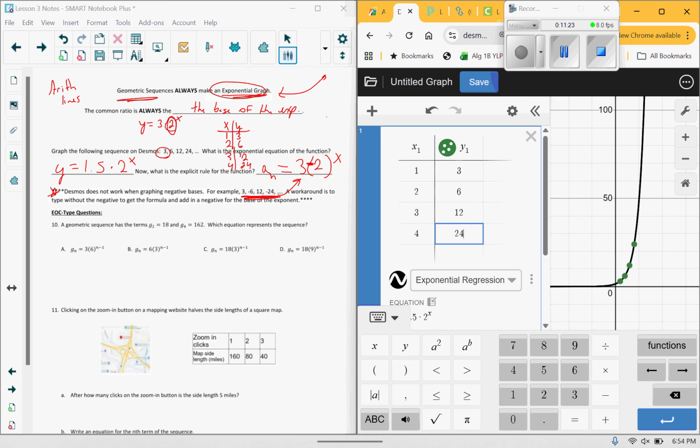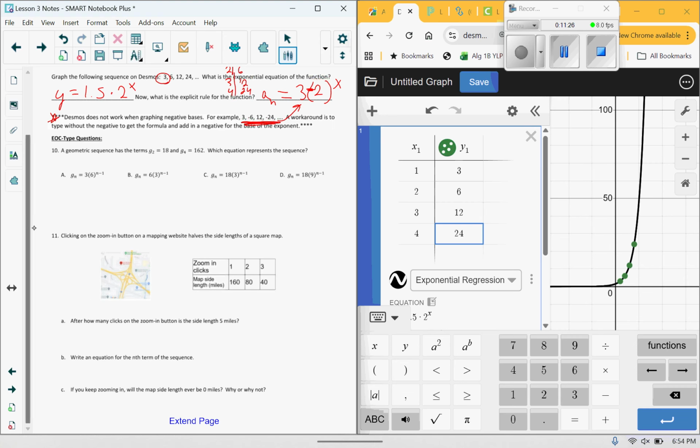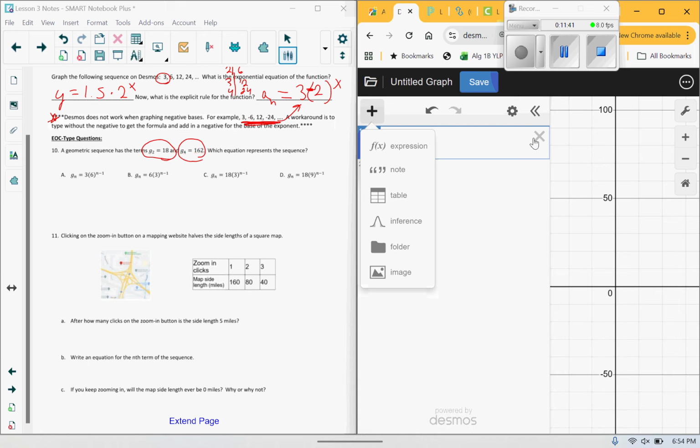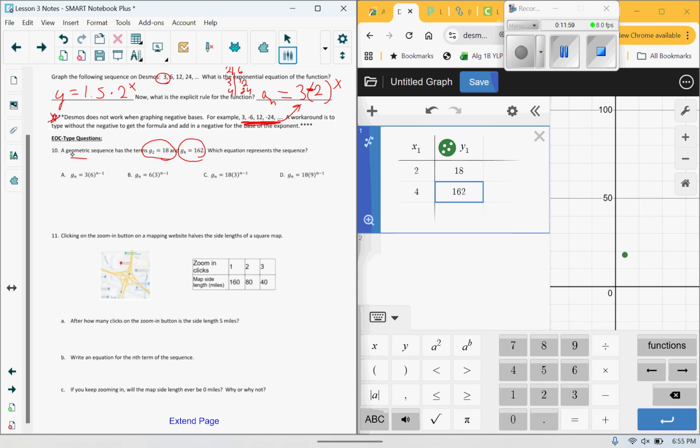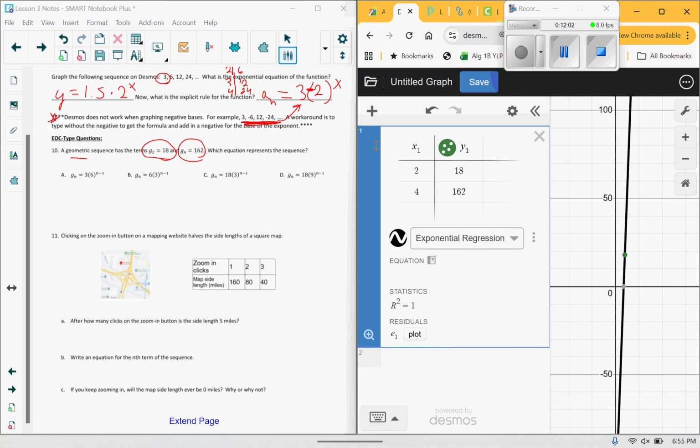Okay, so let's go here to number 10. On number 10, this is actually like a released EOC type question. It gives us that the second term is 18, and the fourth term is 162. So I'm going to use that to my advantage. I'm going to create a table, and I'm going to say the second term is 18, and the fourth term is 162. Like that. And I know it's geometric, so I automatically know it's exponential. Every time it's geometric, it's always exponential.